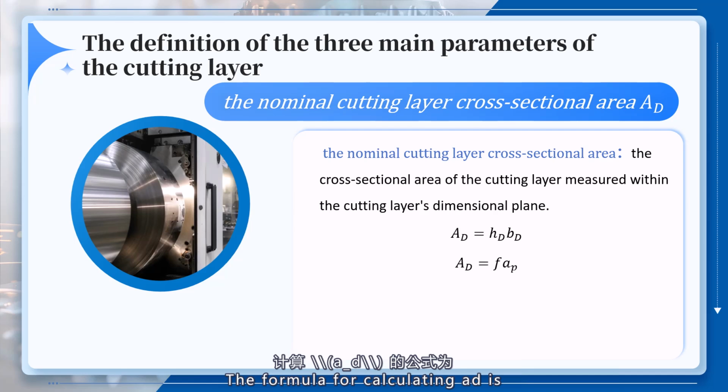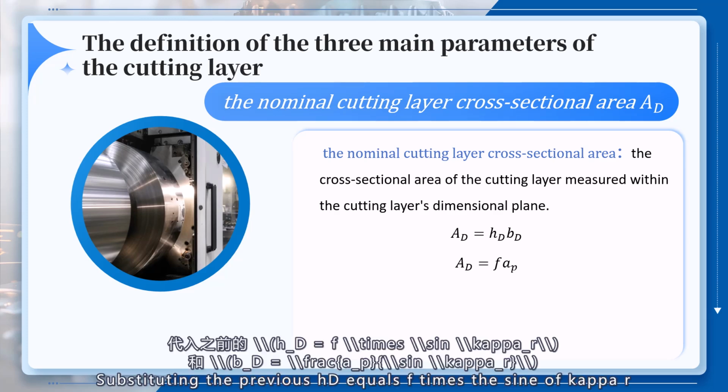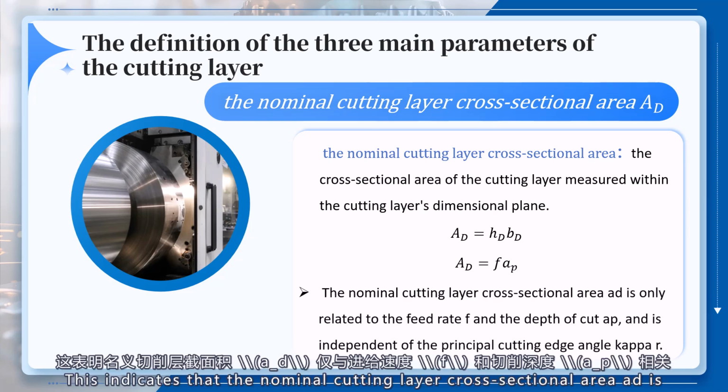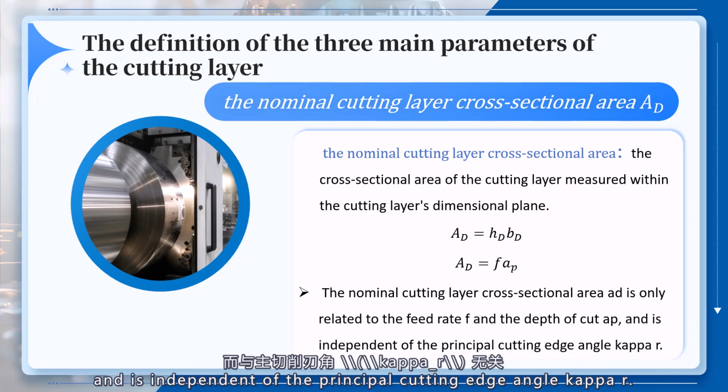The formula for calculating AD is AD equals HD times BD. Substituting the previous HD equals F times the sine of kappa R and BD equals AP divided by the sine of kappa R, we get AD equals F times AP. This indicates that the nominal cutting layer cross-sectional area AD is only related to the feed rate F and the depth of cut AP, and is independent of the principal cutting edge angle kappa R.